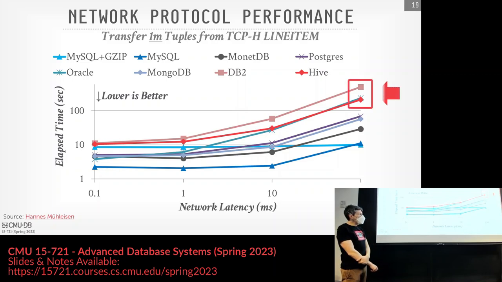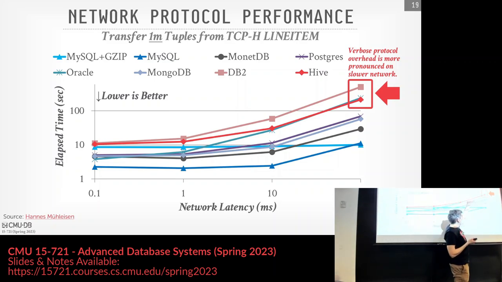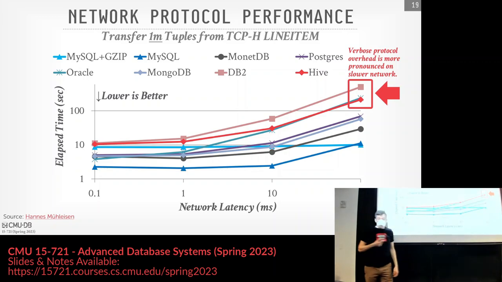The one to point out, though, is how much worse the Oracle one gets. When the network is fast, Oracle is doing quite well. But as it gets slower, it's up here with Hive and DB2. And again, the paper's explanation is conjecture. They claim it's because of this additional acknowledgement, these confirmation messages from the client to the server, that makes things much slower on a slower network. That confirmation is not a big deal when you're over here, but when the network is slower, it becomes a bottleneck.